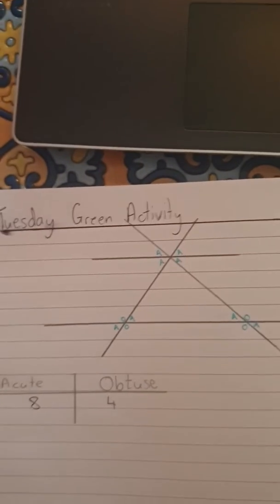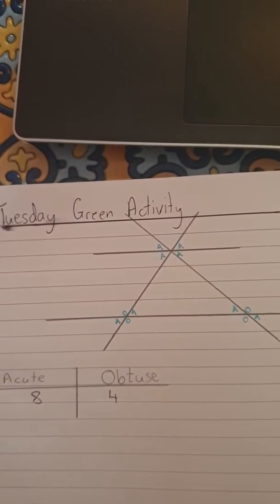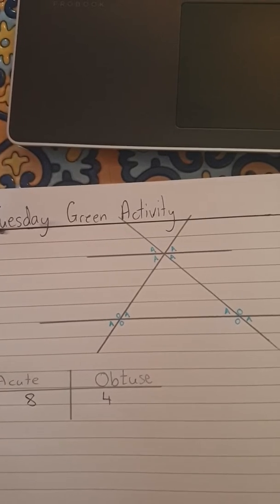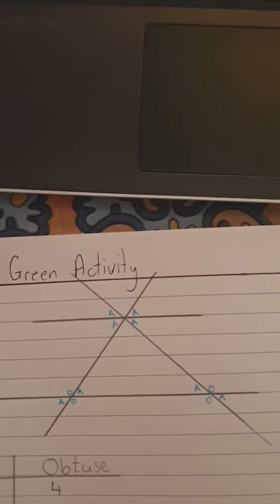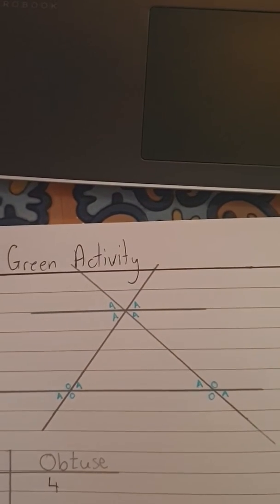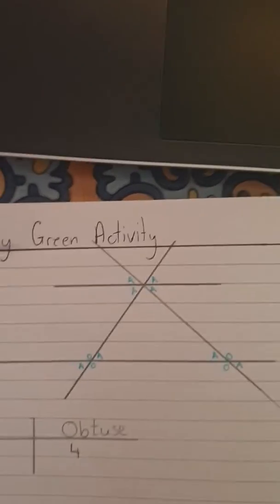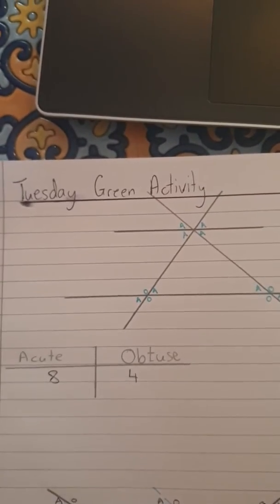So what I did was I drew out the same shape and I then marked in my copy how many I got. So I actually ended up getting 8 acute and 4 obtuse, and you can see I've clearly labelled them. That is the answer to number 1.